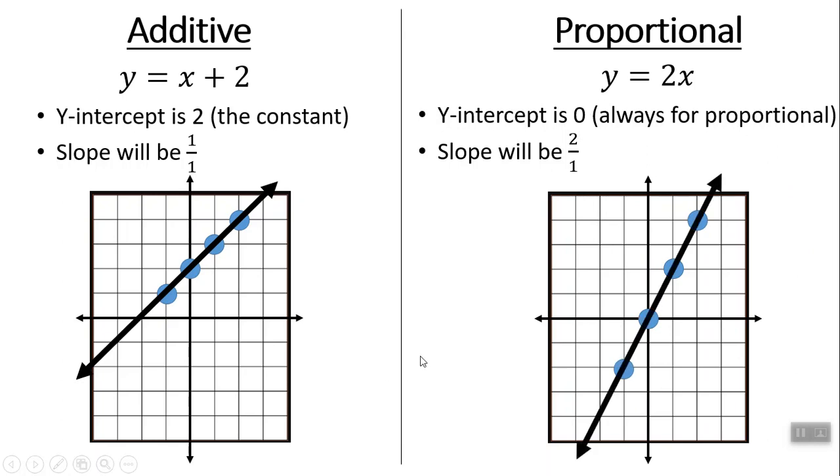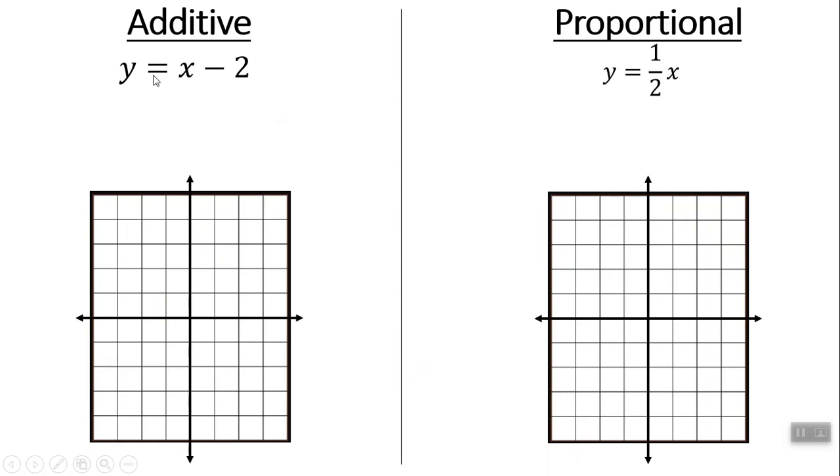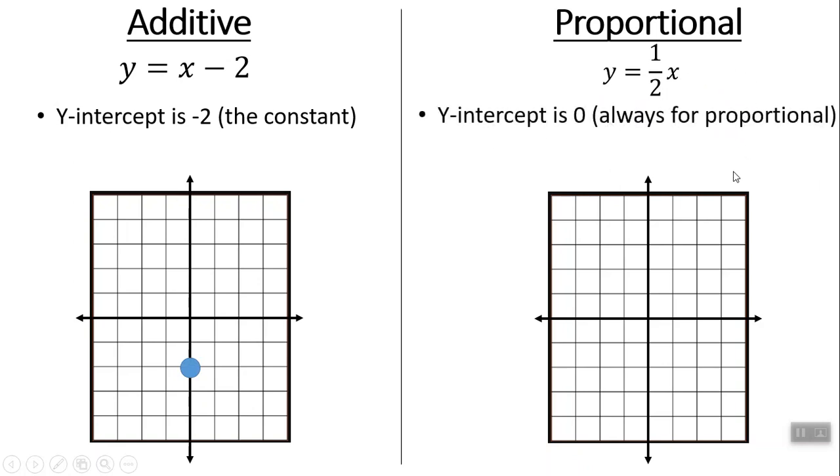Let's check out a couple more. We've got y equals x minus 2. We see a constant of -2. We know the y-intercept is -2. There it is. Over here on the proportional side, we don't see a constant. You could think of the constant as 0. The y-intercept is going to be 0.